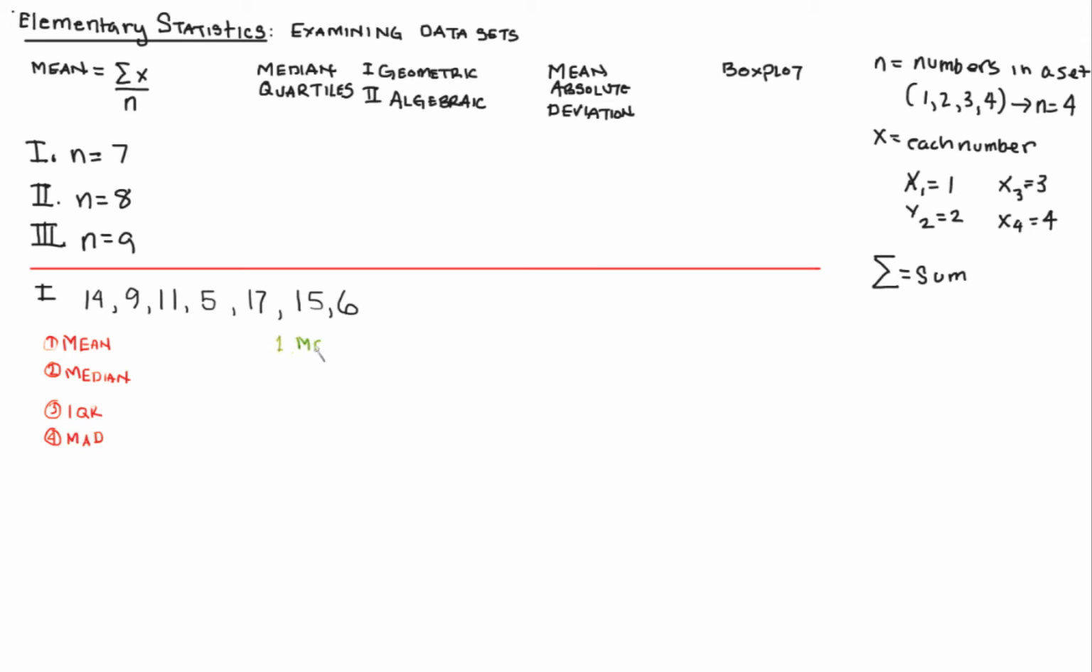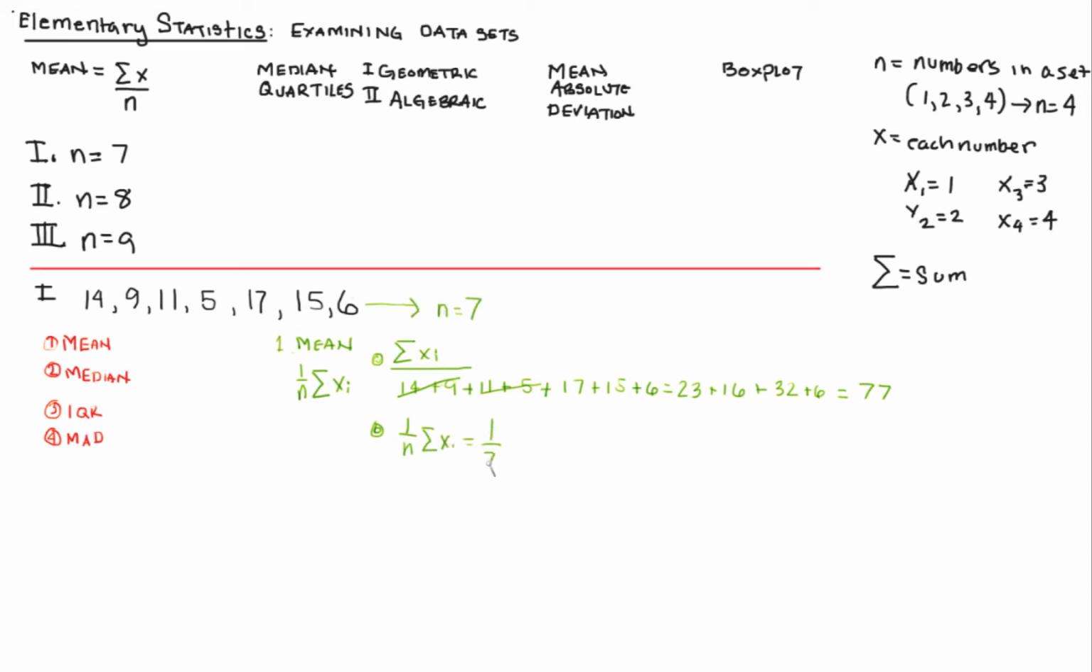So to calculate the mean, let's go ahead and write down this formula. And this just means 1 over n numbers in a set times the sum of each of the individual x's. I know the fancy writing is off-putting, but you may as well get used to it because you're going to see it a lot in the future. Okay, so we sum these up. That gives us 23, 16, and 32, and 6. And that's 77. And now our 1 over n of this amount is just 1 over, and this is n equals 7, so that's 1 over 7 times 77, which means that our mean is 11.